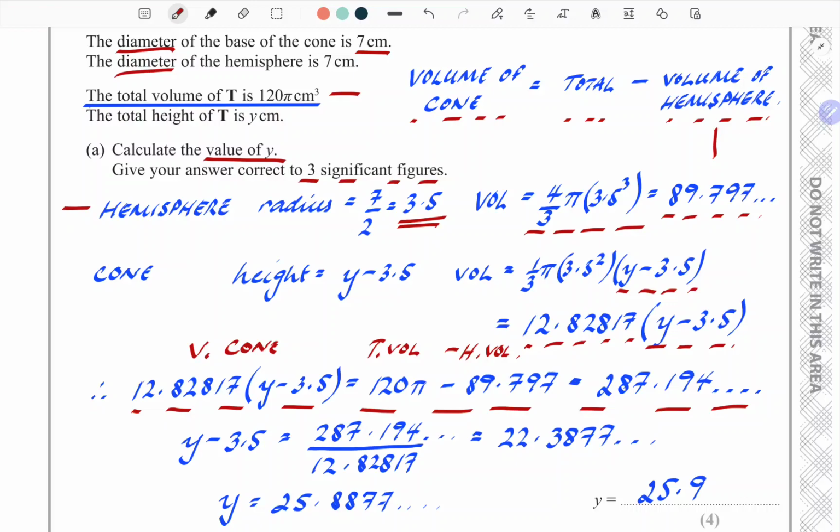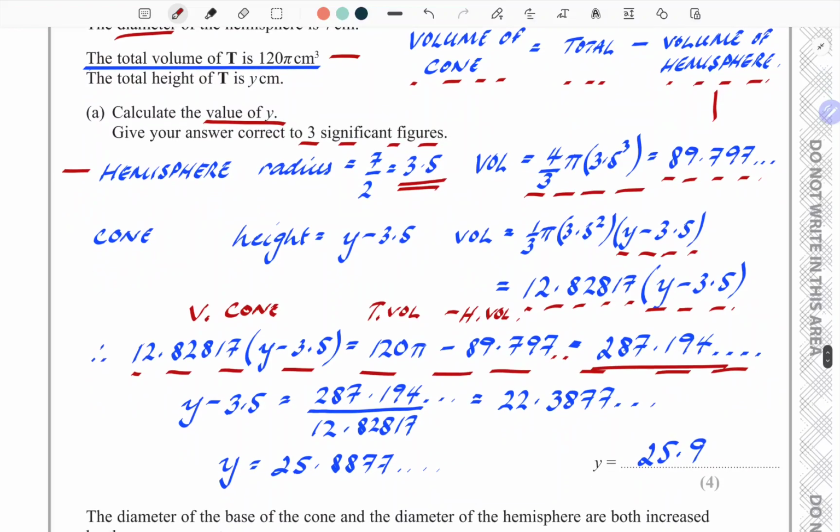828.17. No, say that again. 12.82817. There we go. Get it right second time. Times y minus 3.5 must equal 120 pi minus the volume of the hemisphere, which was 89.797, etc. I haven't bothered writing out the rest of the numbers. And that comes to 287.194.